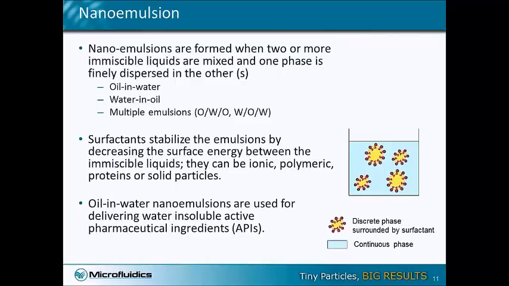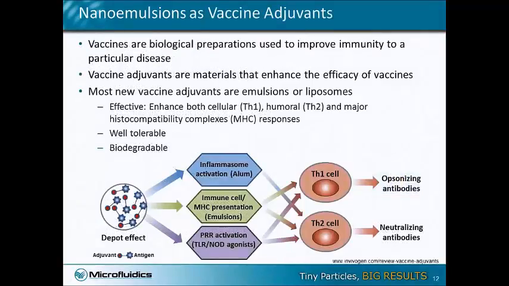Nanoemulsion also has another very interesting property: some of the nanoemulsion formulations have been shown to improve the immune response. So they can be used as vaccine adjuvants. I'm just going to give a very brief description here. Actually, if you're interested, there are very good review articles you can find in this place here.